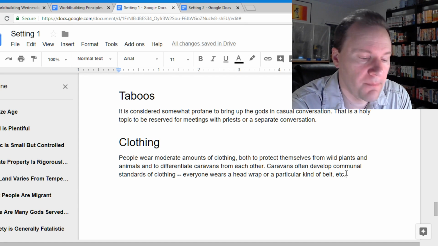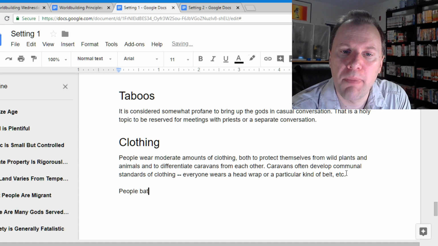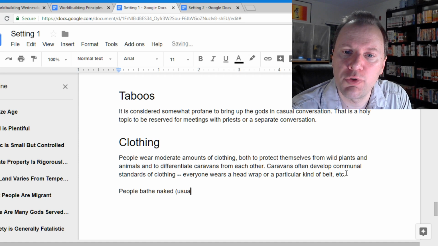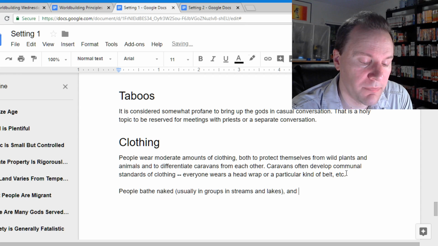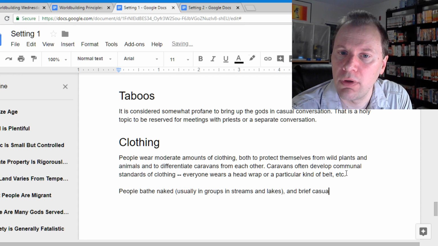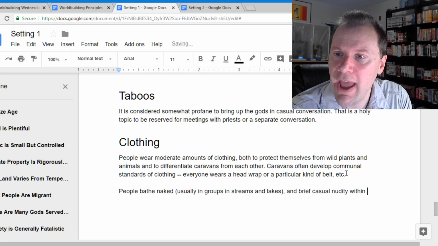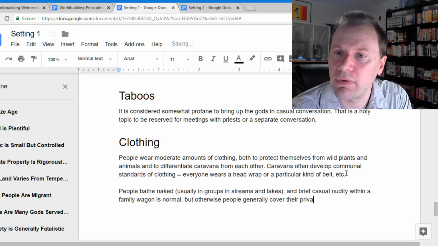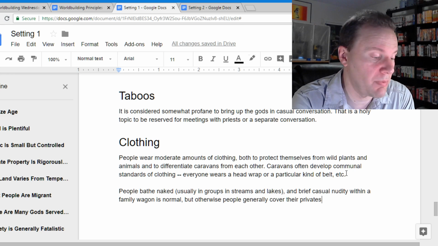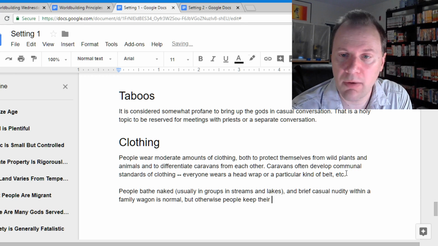Let's say that people bathe naked, usually in groups, in streams and lakes, and brief casual nudity within a family wagon is normal, but otherwise people generally cover their privates. We'll say groins covered.